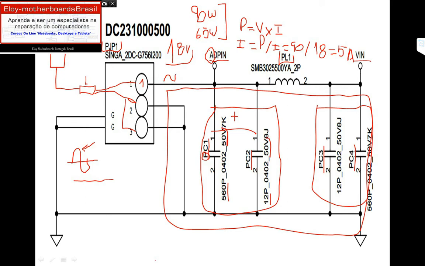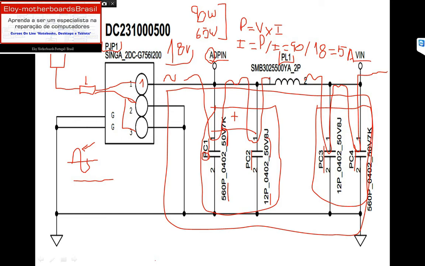When this high frequency somehow escapes from this charger, it will be present here. What happens is, when this wave goes to this position, it will be filtered by PC1, and the remainder will be filtered by PC2. The remainder will be filtered by PL1, and if some noise, some dirt, some high frequency gets past PC1, PC2 and PL1, it will be filtered by PC3 and by PC4, and we will have this VIN line a completely clean straight line.